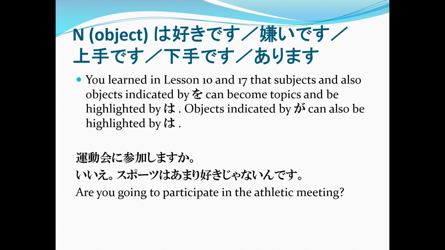Iie, supootsu wa amari suki janain desu. Or, no, I don't like sports very much. Now, why did the listener answer with supootsu wa instead of supootsu ga? It is because he or she is highlighting that he doesn't like sports very much. In English, it might translate the same, but in Japanese, using wa instead of ga makes a very big difference. Wakarimashita minasan? Wakatta ne!